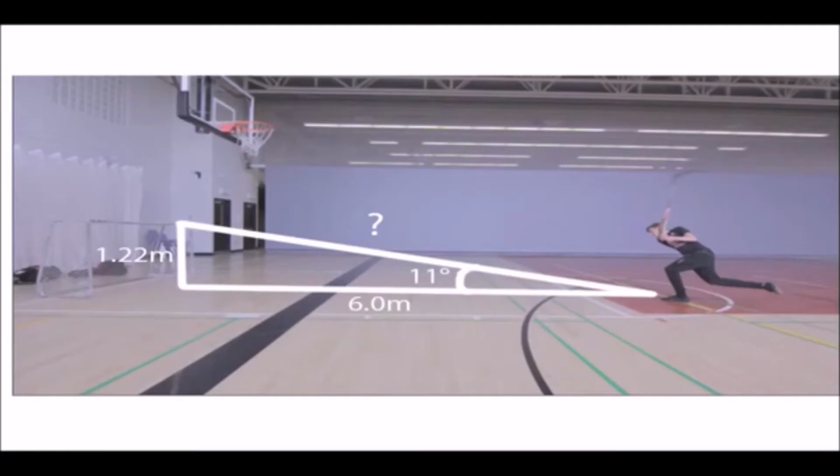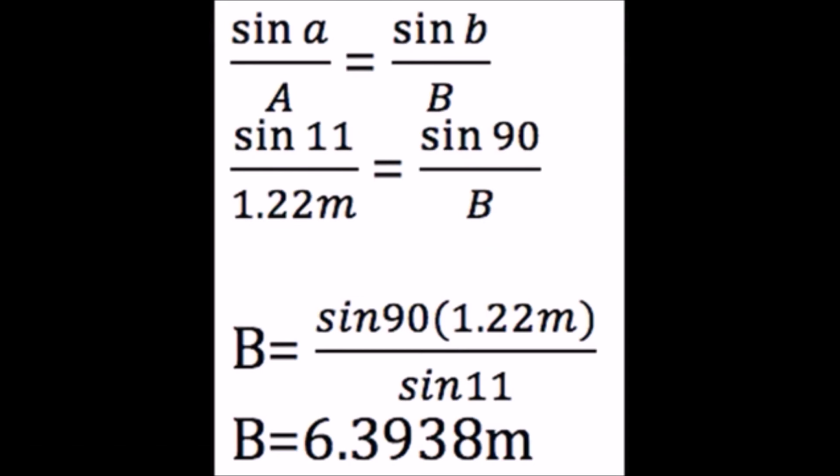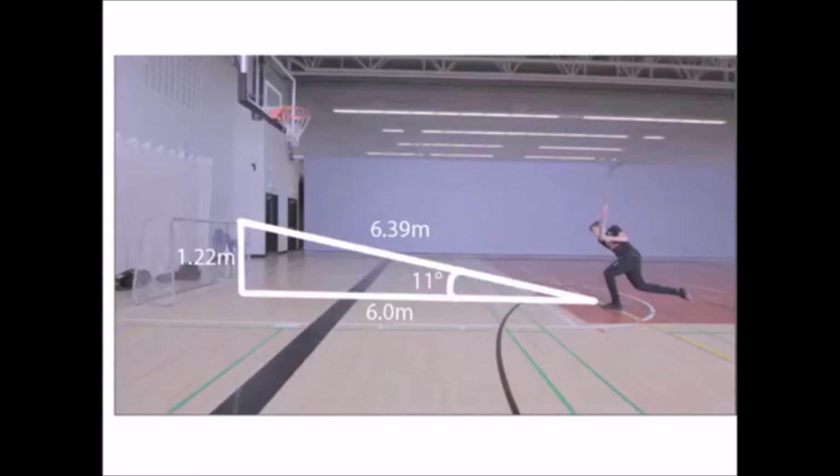Work of stick hitting the ball. This picture shows vertical and horizontal displacement. Now I'm going to use the Pythagorean theorem to find the displacement of my shot. I use the equation sin A over side A equals sin B over side B. After plugging in all my numbers, I figured out the displacement of my shot is 6.3938 meters. Therefore, the displacement of my shot is 6.39 meters.